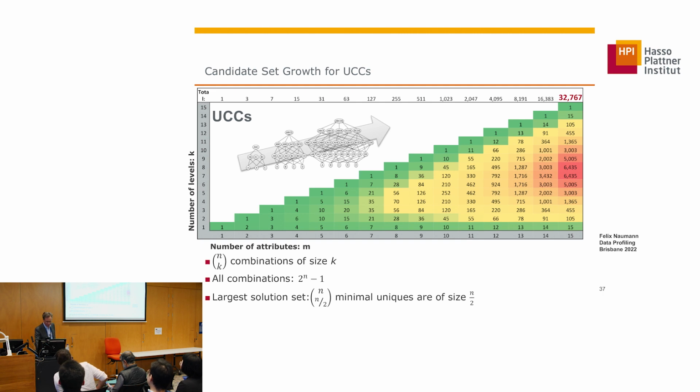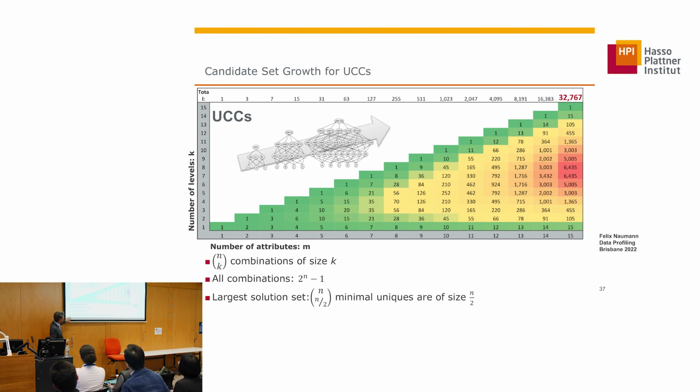And then if you add them all up, if your table has 15 columns, in principle, you have to check 32,000 candidates. This is simple, and all put together, it's just 2 to the power of n. That's the number of combinations that exist. Minus 1, why? Because we're not looking at the empty combination. We don't care about that, okay?